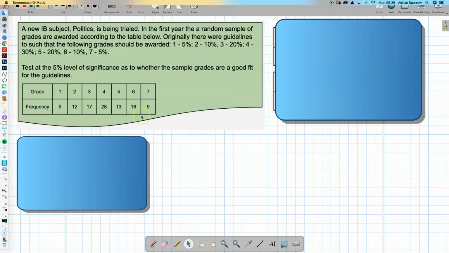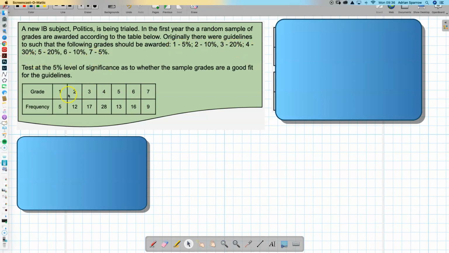So we're looking at another chi-square goodness of fit, but this isn't a probability distribution, so I'm just giving you another example. This is one where maybe we're doing a test on some data and seeing if it fits in with historic or planned levels. So we can see that we've got a new IB subject, and we think 5% of the people should get a 1, 10% should get 2, and so this is what I expect.